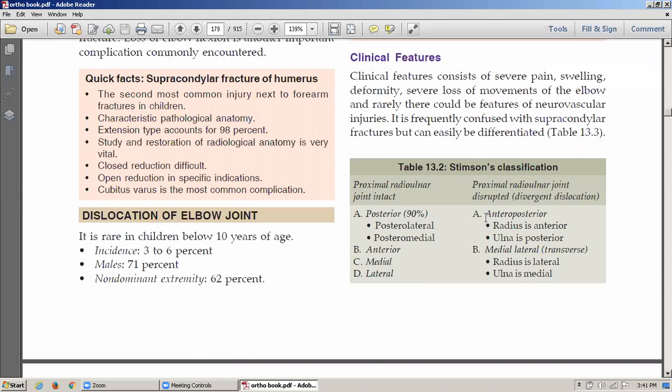That is, in anteroposterior, the radius is anterior and the ulna is posterior. And in mediolateral, that is transverse, the radius is lateral and the ulna is medial.